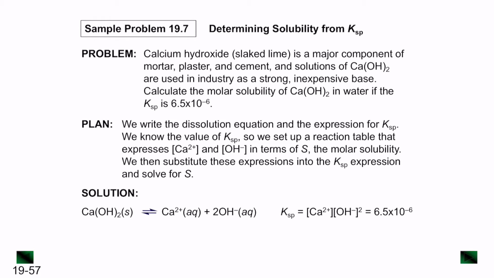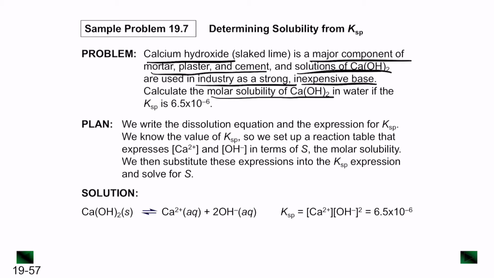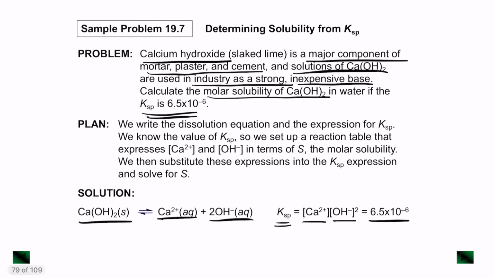Next, what is given here? Calcium hydroxide is a major component of mortar, plaster, and cement. Solutions of Ca(OH)2 are used in industry as a strong, inexpensive base. Calculate the molar solubility of Ca(OH)2 in water if the Ksp is 6.5 times 10 to the power negative 6. Remember that we generally write the dissolution equation, which is Ca(OH)2 giving you Ca2+ and 2OH-. They have given us the Ksp value, which is [Ca2+] times [OH-] squared, equal to 6.5 times 10 to the power negative 6.